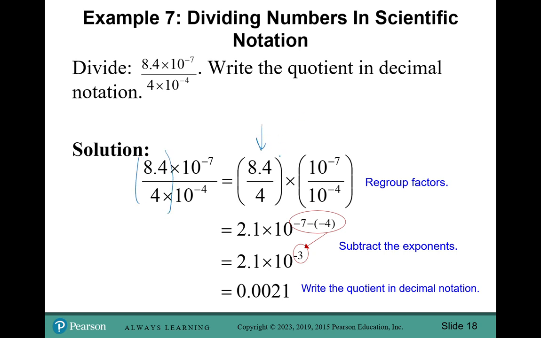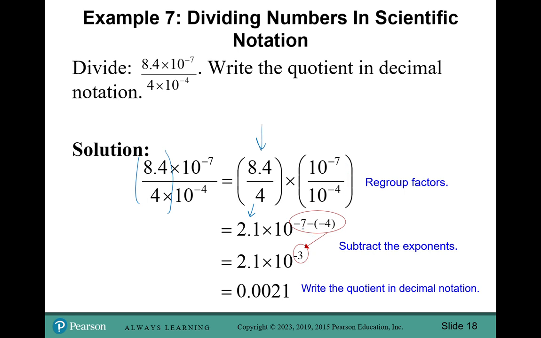It keeps the 8.4 divided by 4 by itself, and it puts the 10 to the negative 7 over 10 to the 4th by itself. It essentially just regroups those factors. 8.4 divided by 4 is simply 2.1. Now, if I rewrite this and I bring this negative 4 up, I'm essentially subtracting a negative 4 when I bring it up to do this.